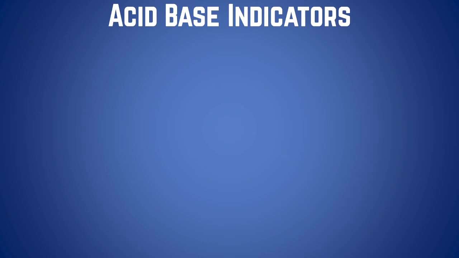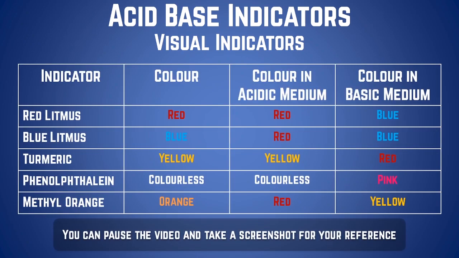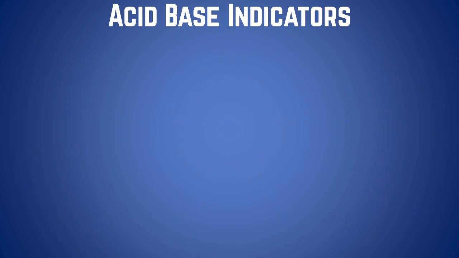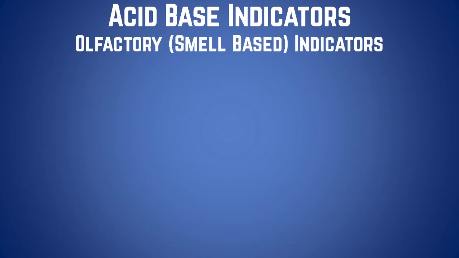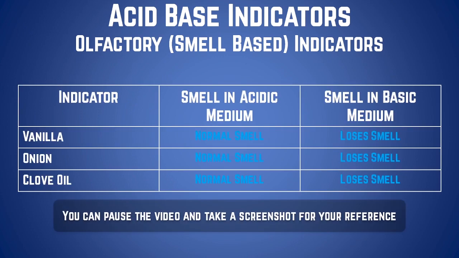There are two types of indicators. The first type are visual indicators. These indicators change color in acidic or basic medium. Examples of these are litmus, methyl orange and turmeric. The second type are olfactory or smell-based indicators. These indicators change their smell in acidic or basic mediums. For example, vanilla, clove oil and onion.